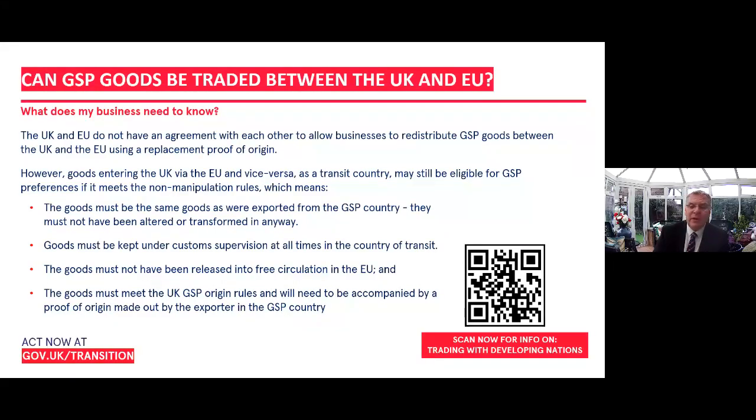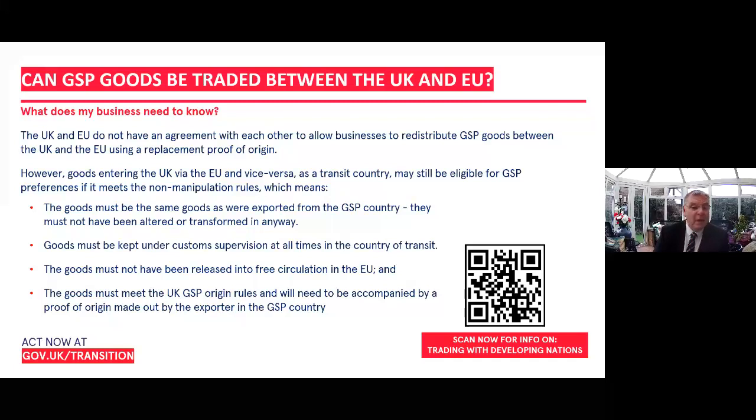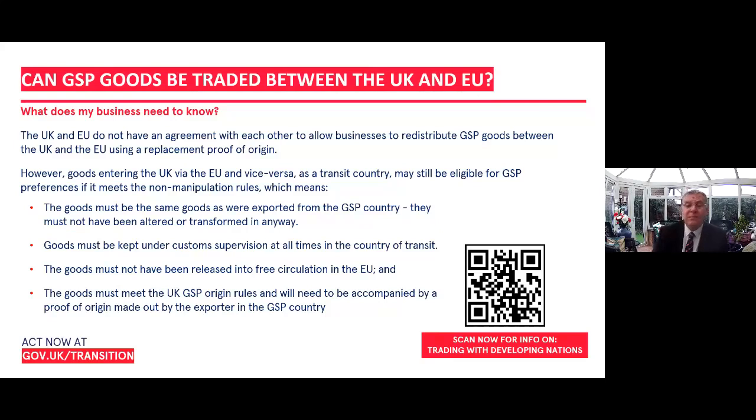The goods must not have been released into free circulation in the EU, and the goods must meet the UK GSP origin rules and will need to be accompanied by a proof of origin made out by the exporter in the GSP country. For further information, please search for Trading with Developing Nations from the 1st of January 2021 on the gov.uk website, or scan the QR code on screen now.